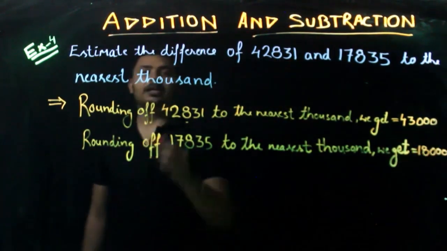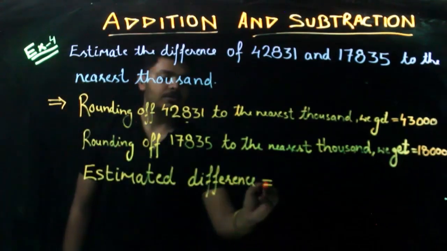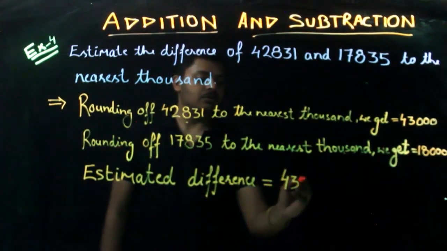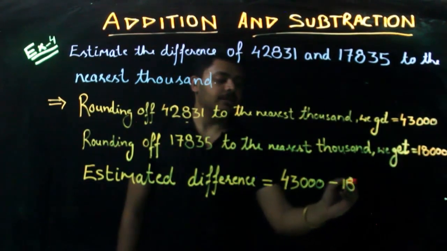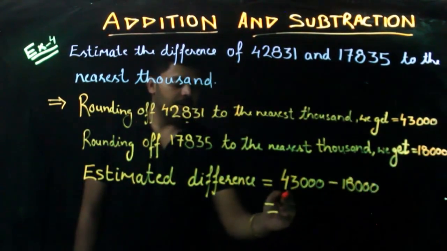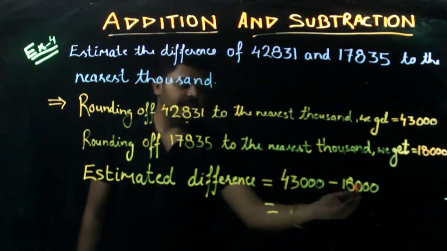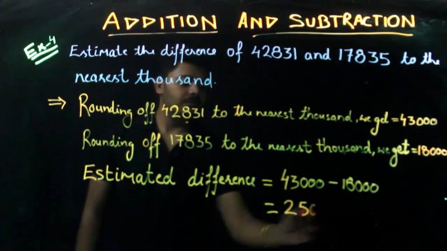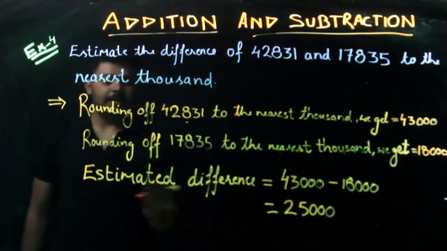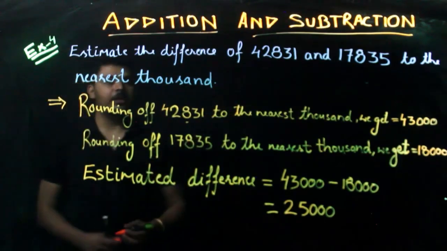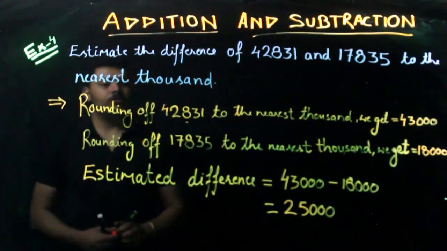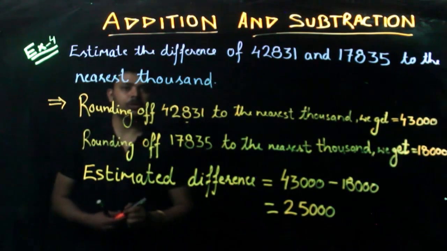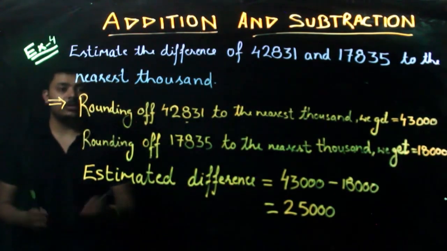So now the estimated difference equals 43,000 minus 18,000, and when we subtract 18,000 from 43,000, we get 25,000, and it is the estimated difference of the two numbers to the nearest thousand. So students, I hope you have understood how to find the estimated difference or the estimated sum.